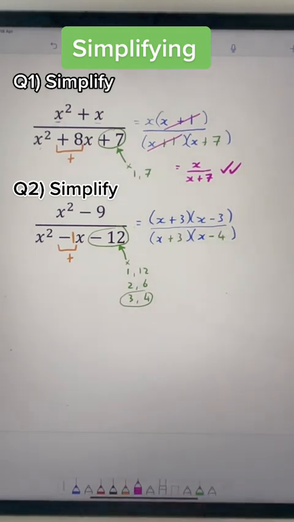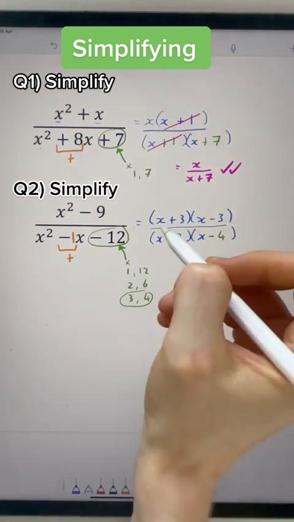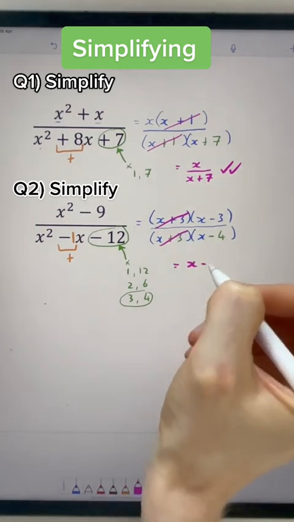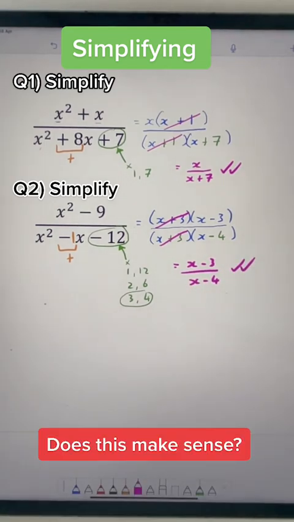Again, simplifying now, we can see that on the top and the bottom, we have x plus 3 common. So I'm going to cancel x plus 3 in brackets. That's going to leave me with x minus 3 over x minus 4. Does this make sense?